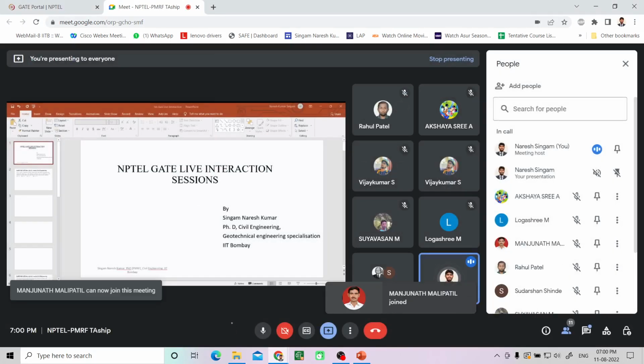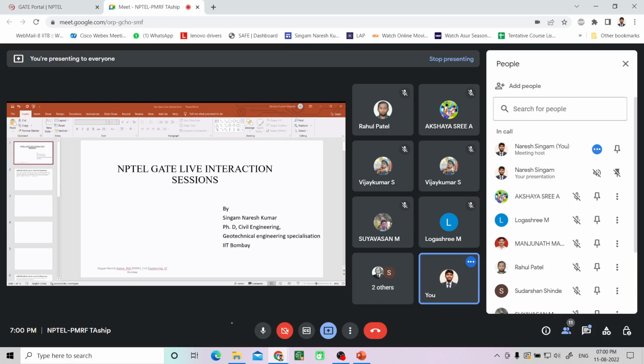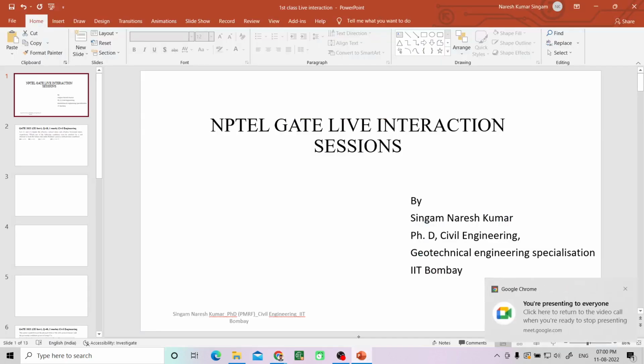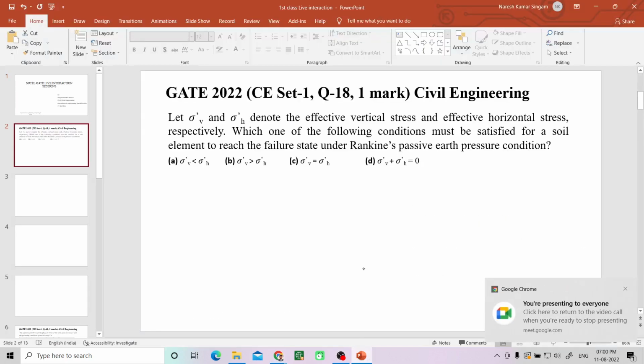Actually, this is our first class. The subject is soil mechanics and foundation engineering. So, as this is the first class, we will first introduce each other. Before that, let me confirm whether you can see the change in slide. Can someone confirm?